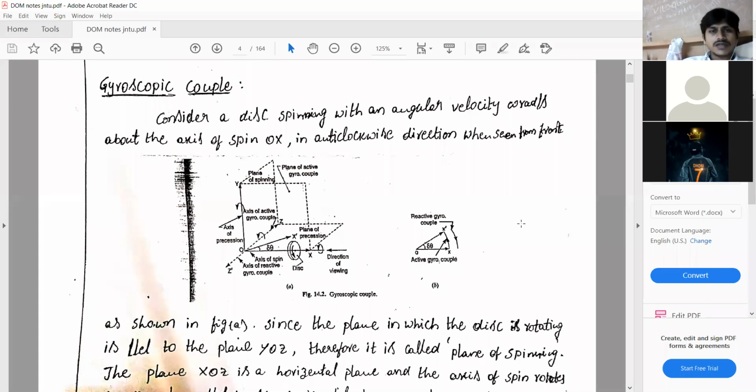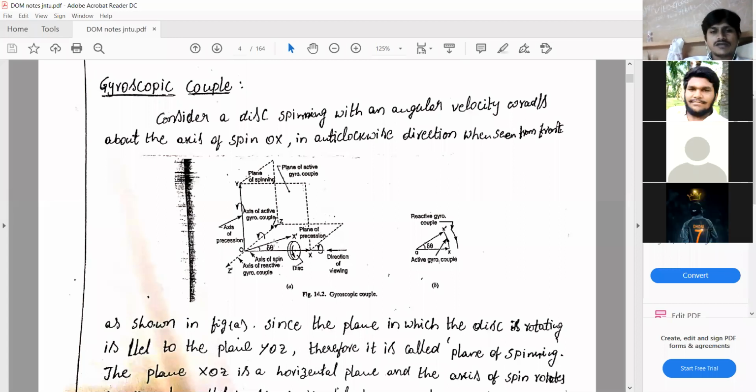Now all of you observe that here figure A is there, a similar diagram to the earlier derivation. That is the OX axis of spin, which is carrying the spinning disk. That spinning disk is rotating in the anti-clockwise direction when viewing from the front side. When viewing from the front side, the direction of rotation is here.